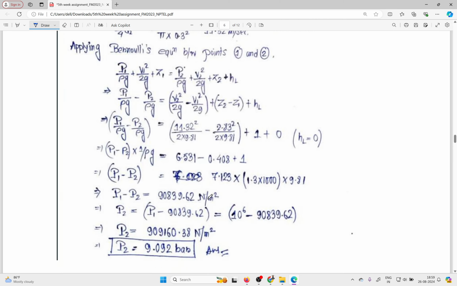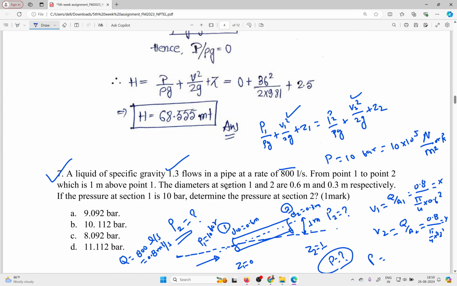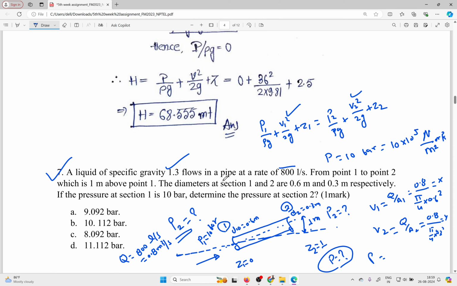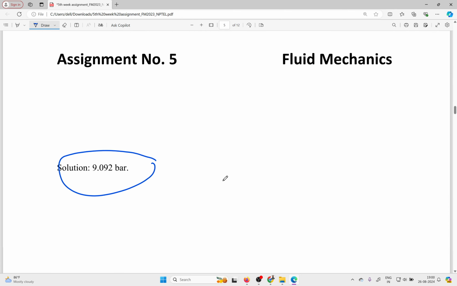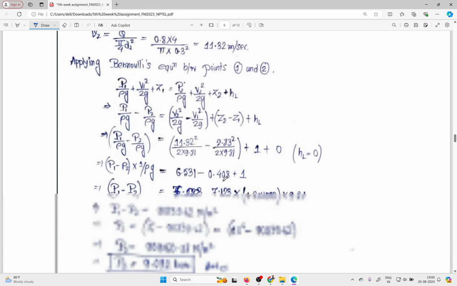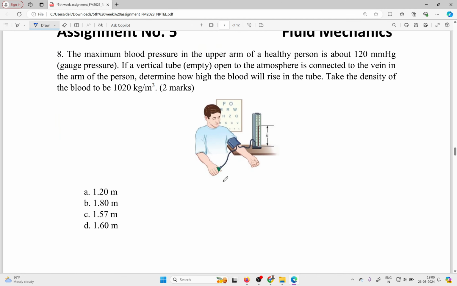So HL is 0 here because I think the data is not given. In such types of questions, you can consider the head loss due to friction to be 0 or negligible. Next question.